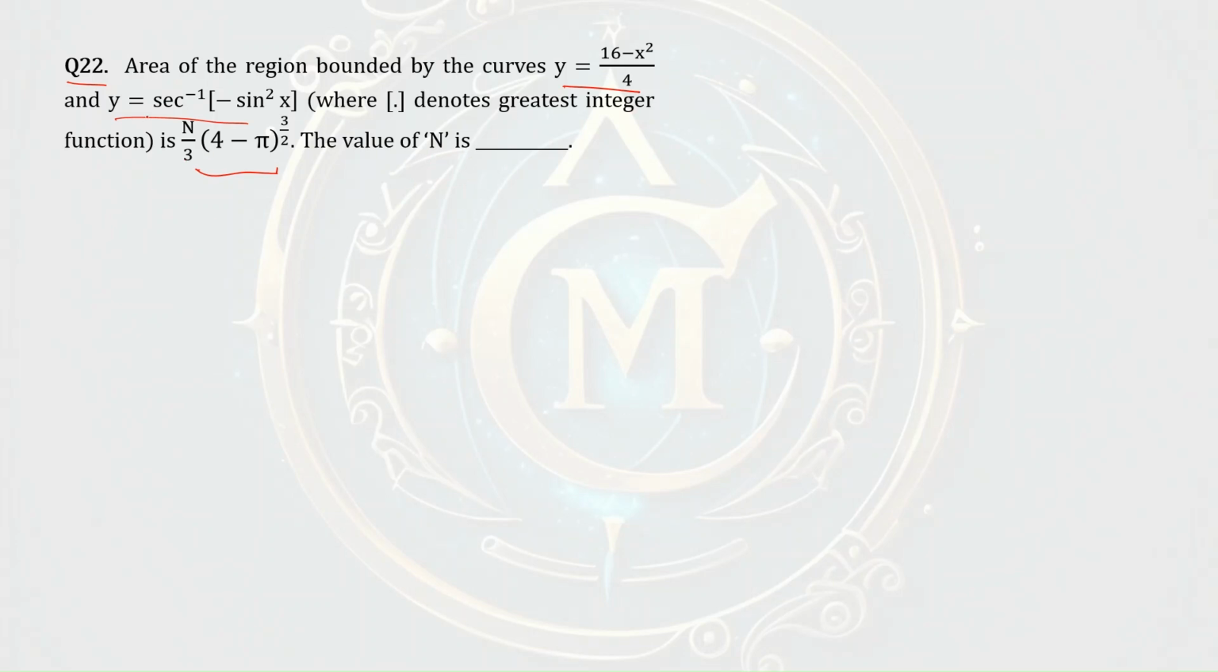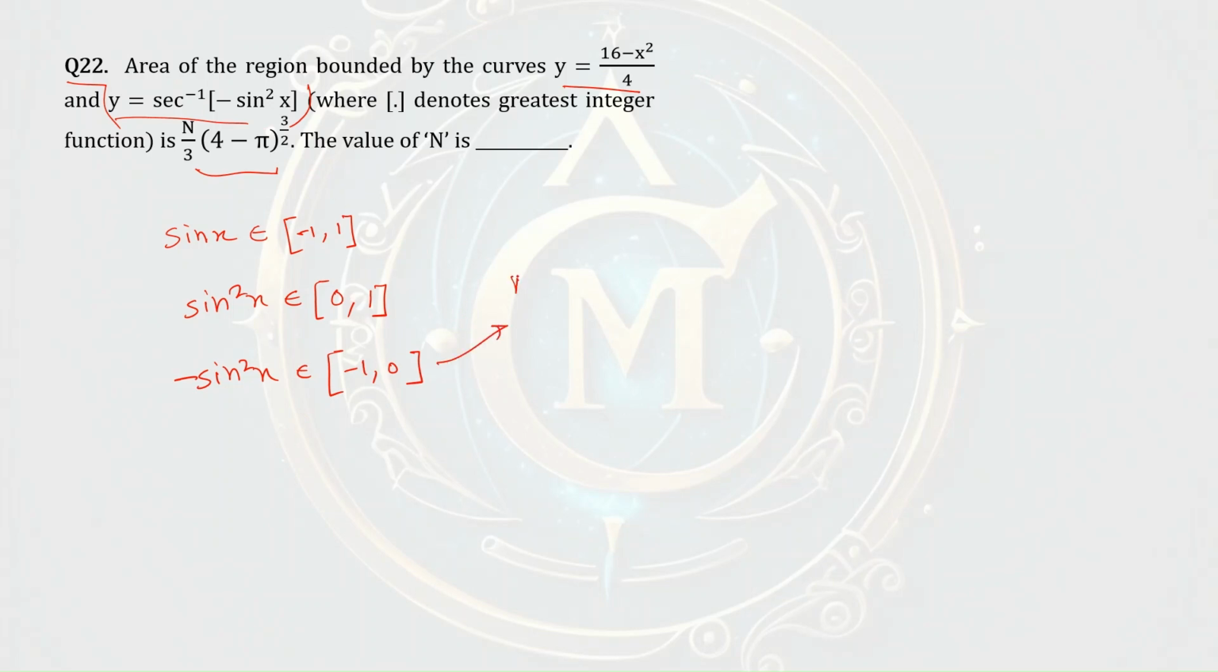So first we need to simplify this curve. Here we know that sine x belongs to minus 1 to 1. So sine square x should belong to the closed interval 0 to 1. That means if we put a negative sign here, minus sine square x will belong to the interval minus 1 to 0.